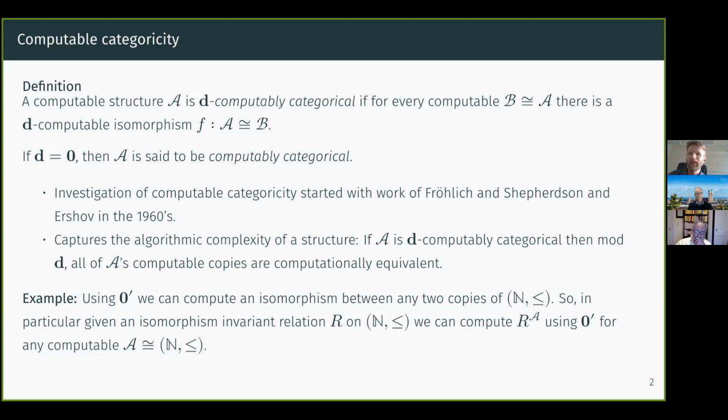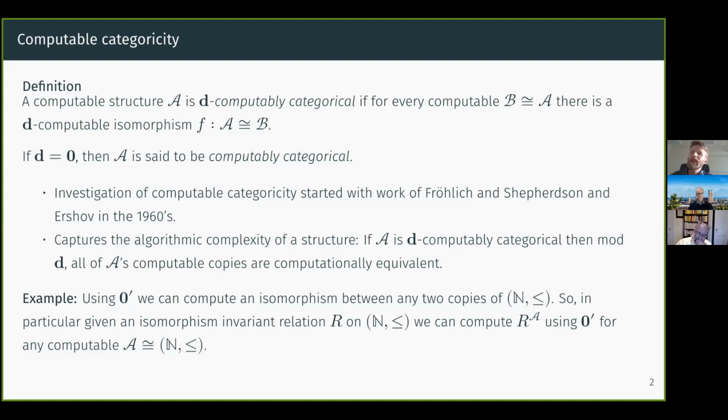So what do I mean by that? Here's an example. Using the zero jump, if I give you two copies of the linear ordering on the natural numbers, then using the zero jump, I can compute the successor relation. I can always compute it on the standard copy, but on a non-standard copy, I might not be able to do that. But using the zero jump, I can, because the successor relation is Π1 definable. So in particular, if I have the zero jump, I can compute the successor relations, and using successor relations, I can compute isomorphisms.